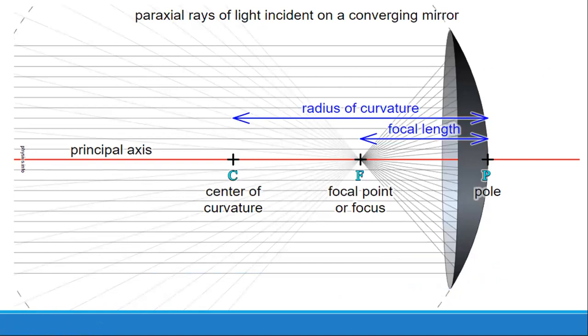Let's look into the different parts of the ray diagram that we're going to use in the next video discussion. But let's focus on the parts where we can analyze the light rays coming to or going from our mirror. So we have the principal axis, this imaginary red line here. And here we have the center of curvature. We have the focal point or the focus. We have here the pole. The distance between the focus and the pole is called the focal length. The distance between the center of curvature and the pole is called the radius of curvature.